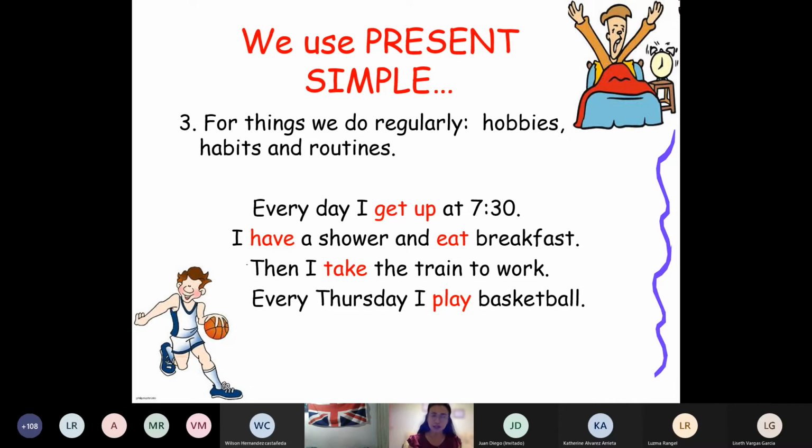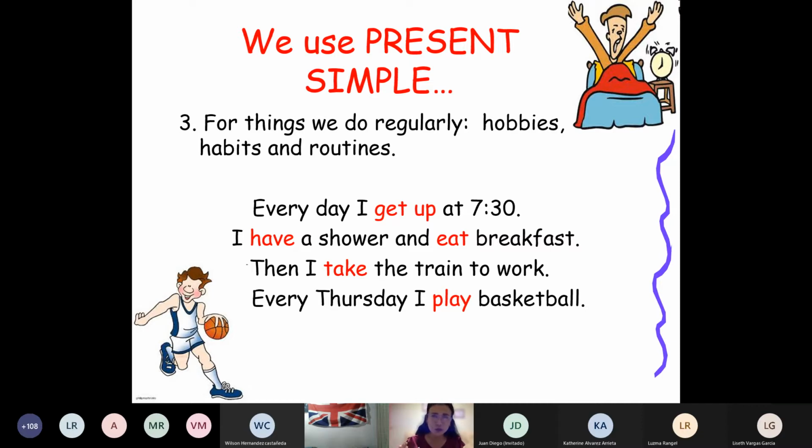Then I take the train to work, and every Thursday, I play basketball. As you can see here, you use the present simple in order to express your daily routine, what you are doing every single day. Remember, I get up, I have a shower, I eat breakfast, I play. In these verbs, you don't use S because the subject is I.